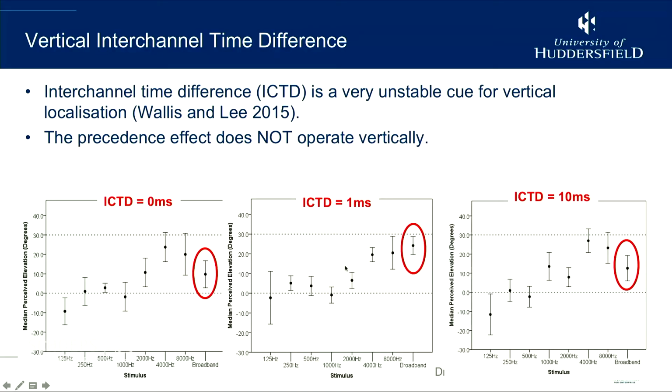Especially with the broadband signal, you can see that you don't really achieve any meaningful localization in the ear height. It's always elevated towards the high speakers. So that means the precedence effect doesn't really operate in the vertical stereo situation.